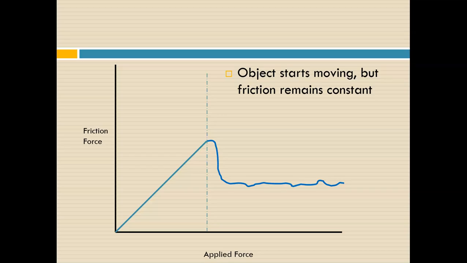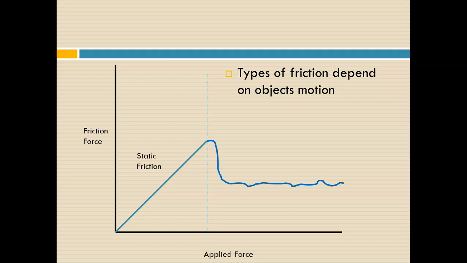Because of that, there are two kinds of frictional force. The first kind occurs when the bookcase is not moving, and we call that static friction. Static meaning not moving.